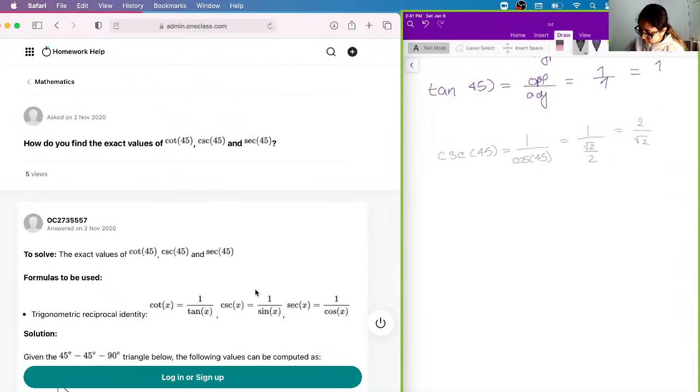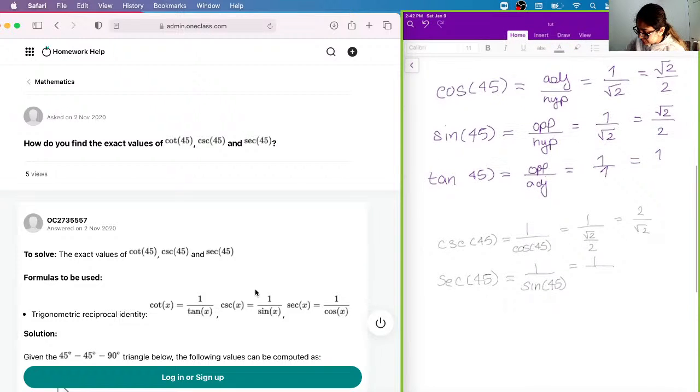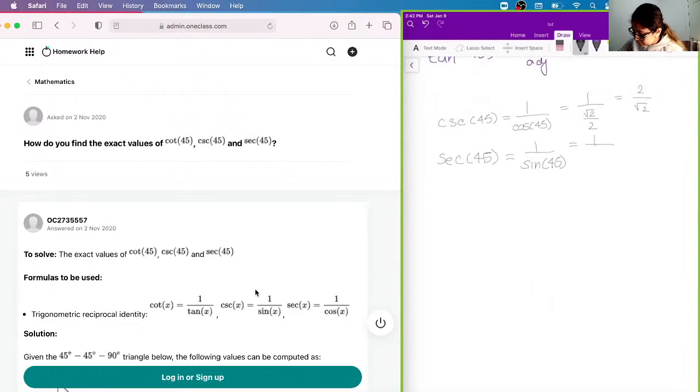Next one, let's say secant. We have secant of 45. This is equal to the reciprocal of sine of 45. So this is 1 over our sine value that we got, which was square root of 2 over 2. So this would be square root of 2 over 2. This is also equal to 2 over square root of 2. Okay, so you're just doing the reciprocal.